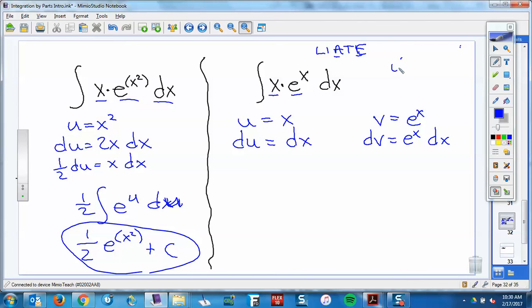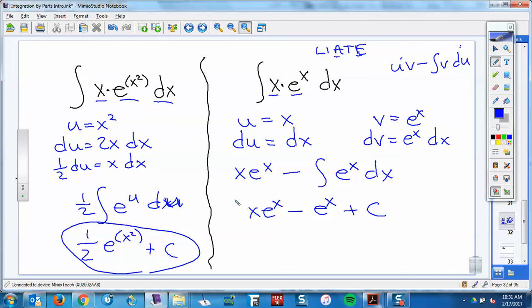Now we do our formula. The formula is uv minus the integral of v du. You just have to memorize that. So u times v would be x times e to the x, minus the integral of v, which is e to the x, du, which is just dx. And so it accomplished what we wanted. We traded in for a new integral that's easier to do. And so we got x e to the x minus the antiderivative of that, which is e to the x plus c.